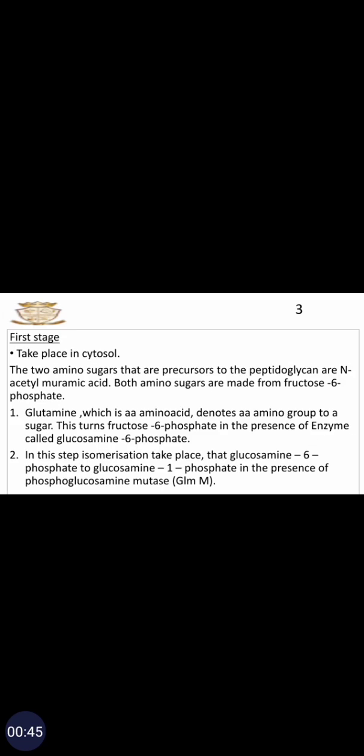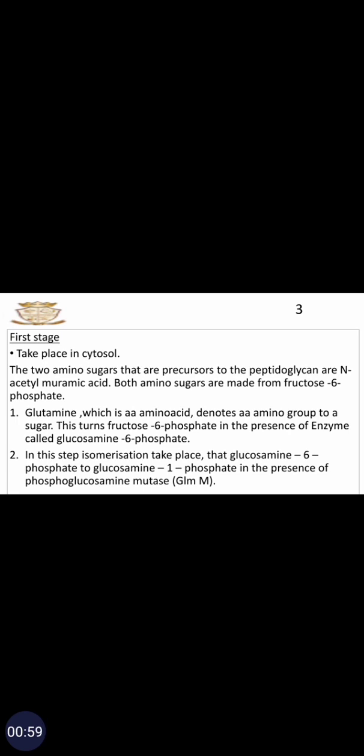The assembly of the peptidoglycan unit proceeds by a series of cytoplasmic membrane reactions. The first stage takes place in the cytosol. The two amino sugars that are precursors to the peptidoglycan are N-acetylglucosamine and N-acetylmuramic acid. Both amino sugars are made from fructose 6-phosphate.